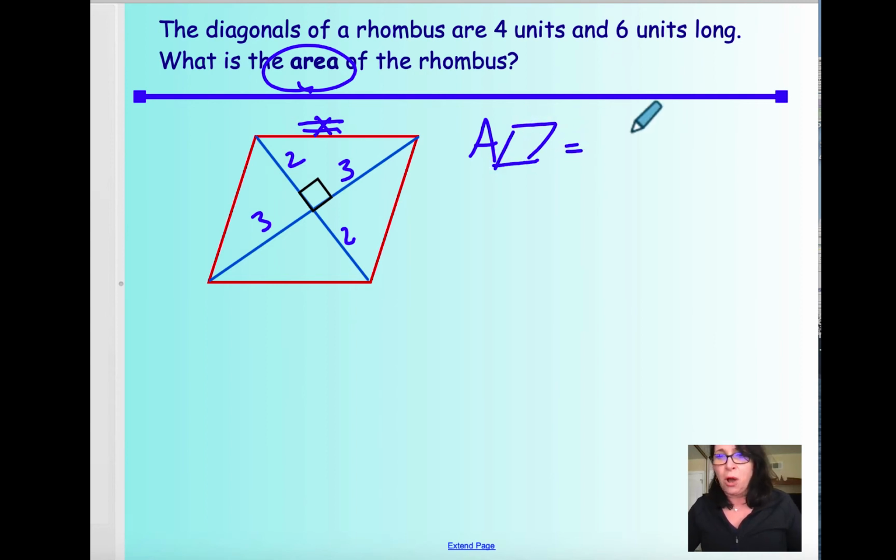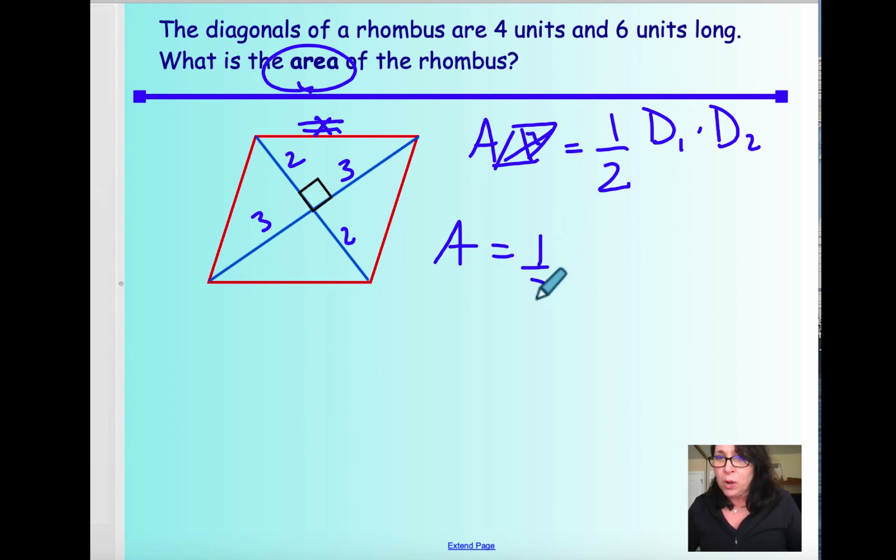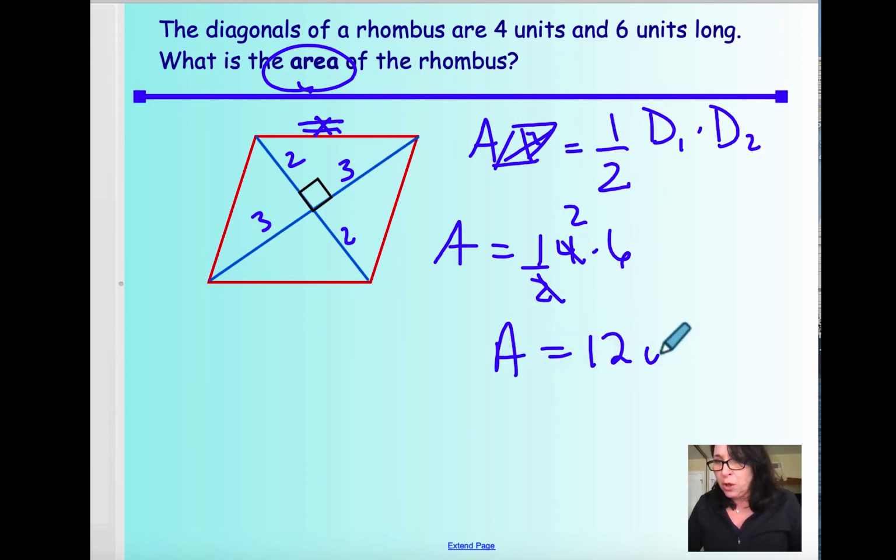So the area of a rhombus, and again, I like to put a little right angle there, is 1/2 diagonal 1 times diagonal 2. So we're going to say the area is going to be 1/2 times 4 times 6. Half of 4 is 2. 2 times 6 is 12. The area of this rhombus is 12 units squared.